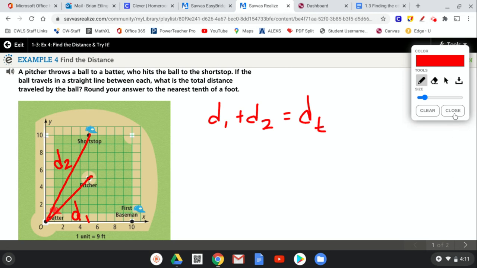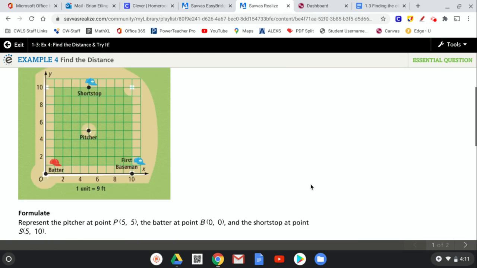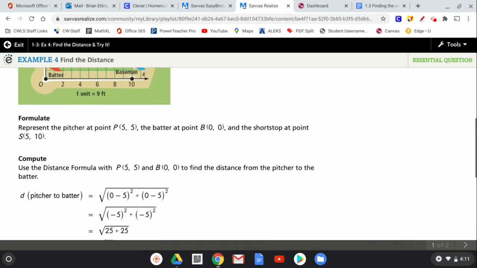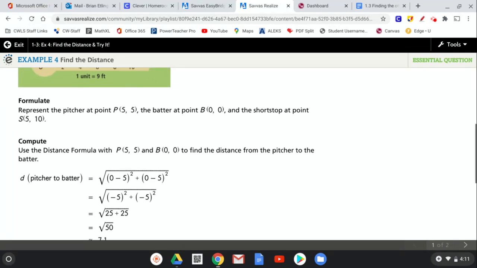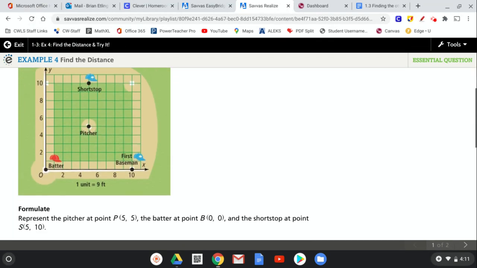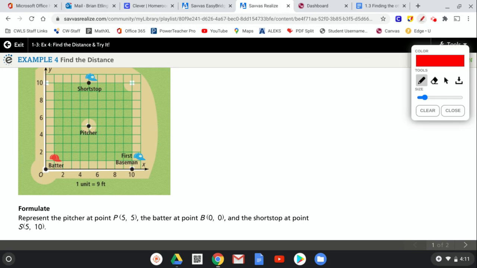So when we're looking through this, all right, it has it down here for us, okay? So it gives us our coordinates for P, all right, P for pitcher, okay, B for batter, all right. So our pitcher coordinate right there is just going to be 5, 5. Our batter coordinate is at 0, 0. All right, and our shortstop is at 5, 10. So always want to find those coordinates first. They tell us right down here, so we can use them right there.